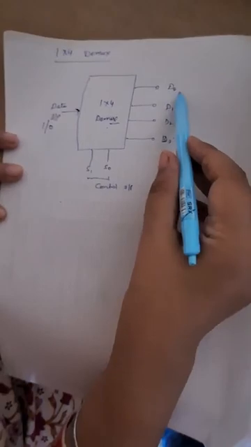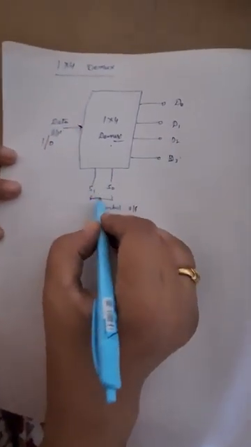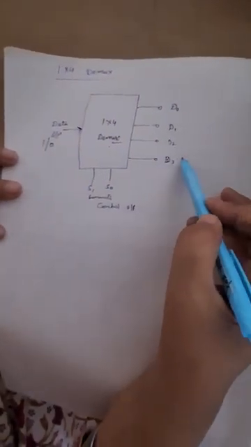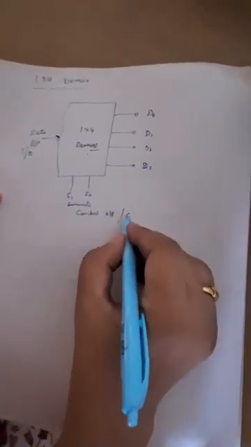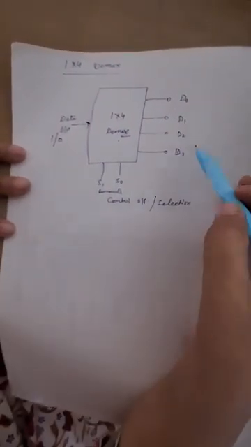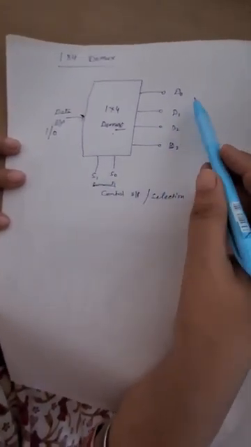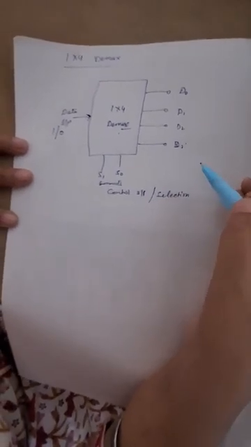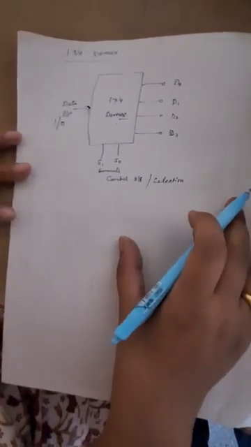These data outputs will depend upon the control inputs. If we have two control inputs, it means we have 4 data lines. If we have 3 control inputs, or we can say select lines, then the output lines will be 8, D0 to D7. If these select lines are 4, then the output lines will be D0 to D15, meaning a total of 16 lines.